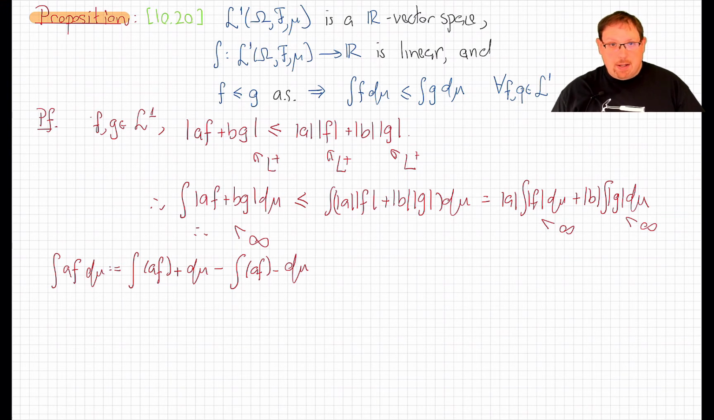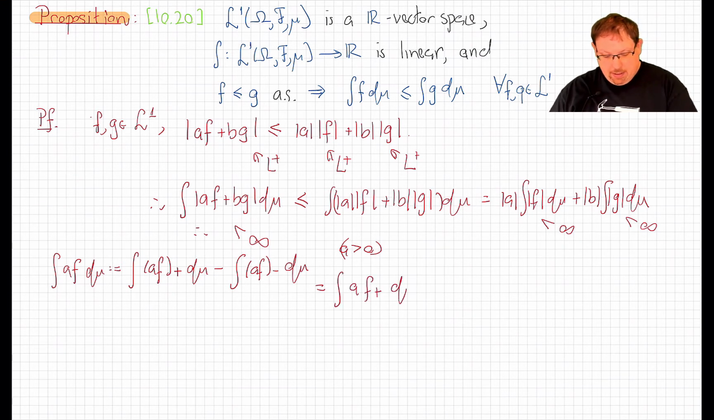Well, that's going to depend on the sign of a. If a is 0, everything is silly, and we don't even need to think about it. Let's just treat the case where a is positive here. So if a is positive, then the positive part of af is a times the positive part of f, as you can quickly verify. And so we'll get this. Similarly, the negative part of af will be the negative part of f times a.